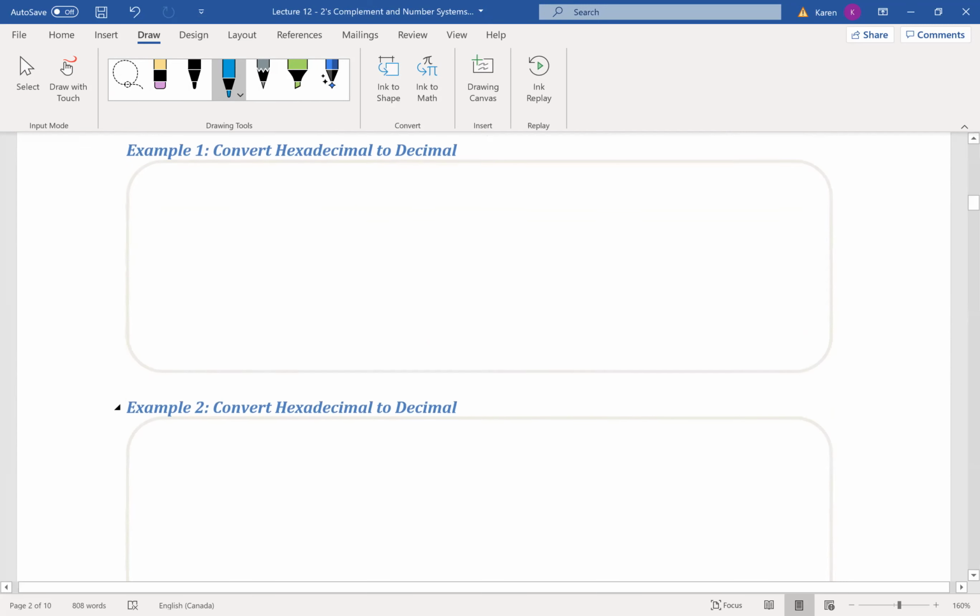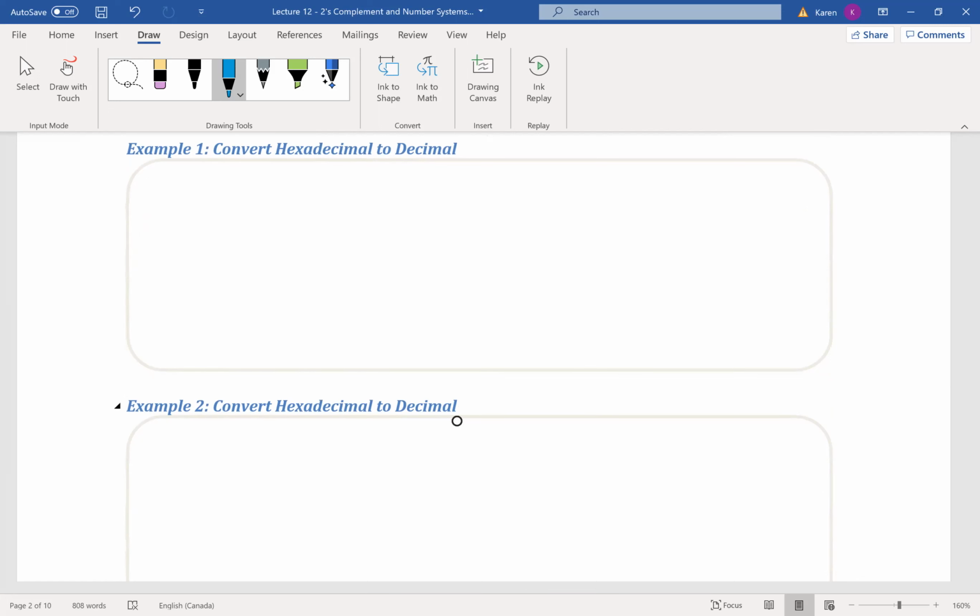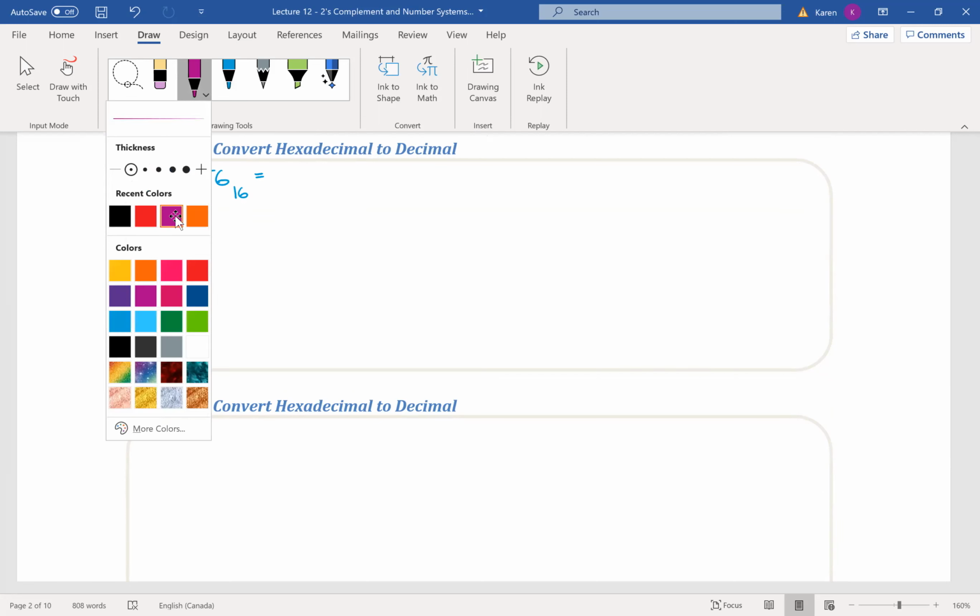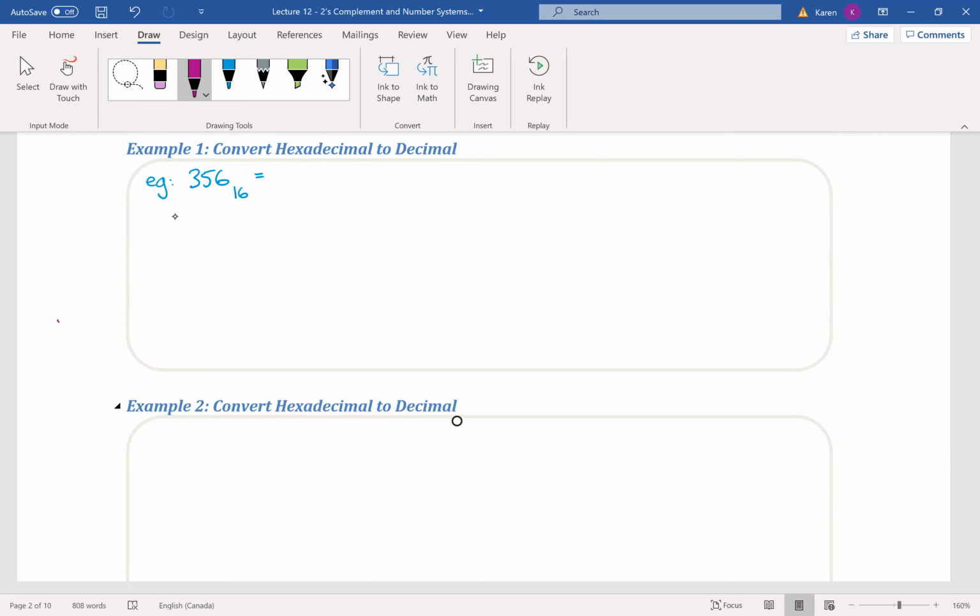So let's just do an example. We're going to convert hexadecimal back to decimal. As an example, we're going to do 356, and that's base 16, which means it's in hexadecimal. So we have a digit 3, a digit 5, and a digit 6, and this is a positional numbering system. You should know what that means from lecture 1.